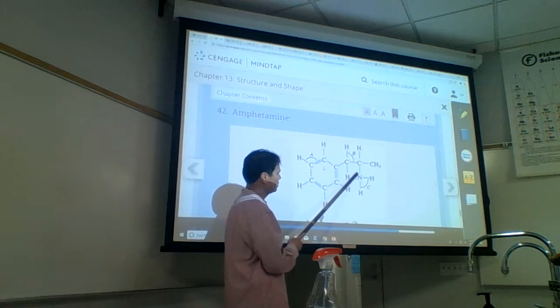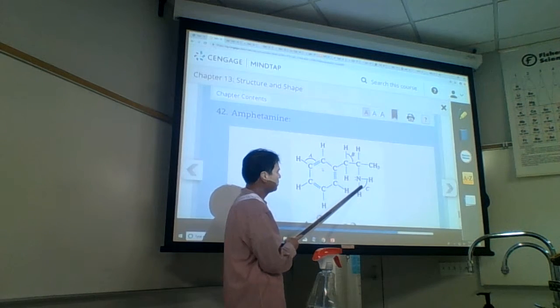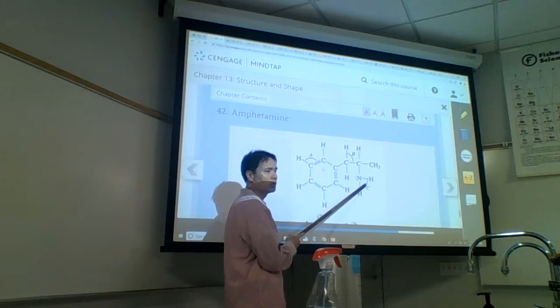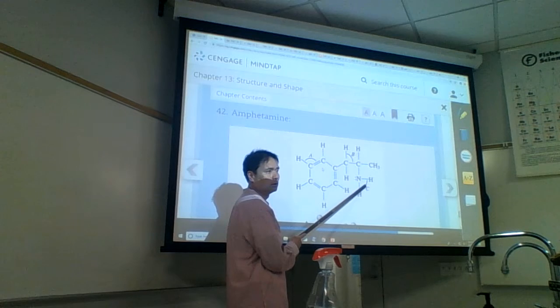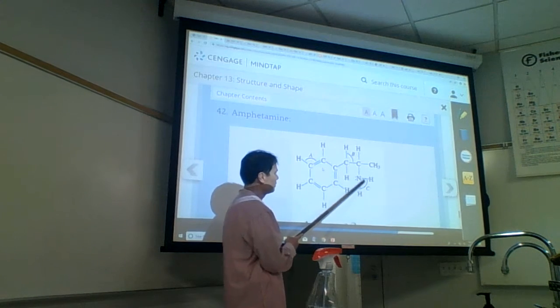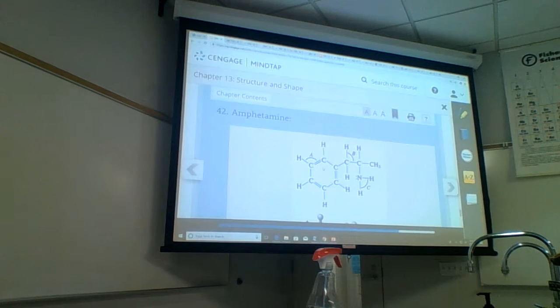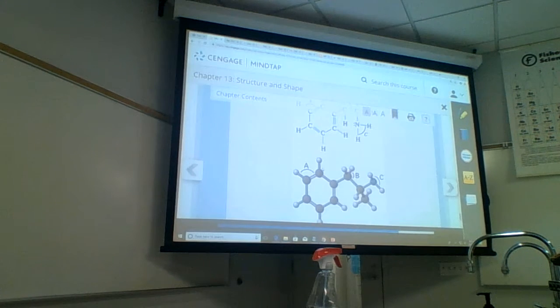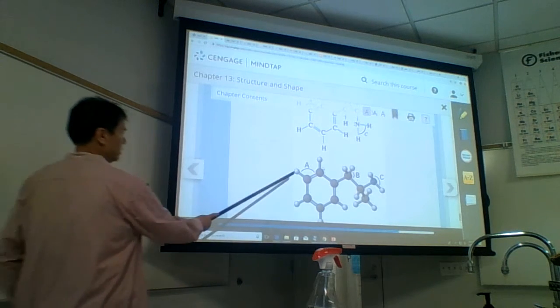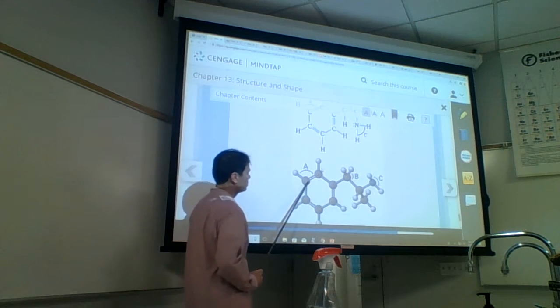C, 109. This should be tetrahedral EPG, which is going to set the angle 109. And what's the shape of this going to be? Yeah, that's right, trigonal pyramidal. So let's take a look. Here we can see the trigonal planar arrangement of the atoms around this carbon.